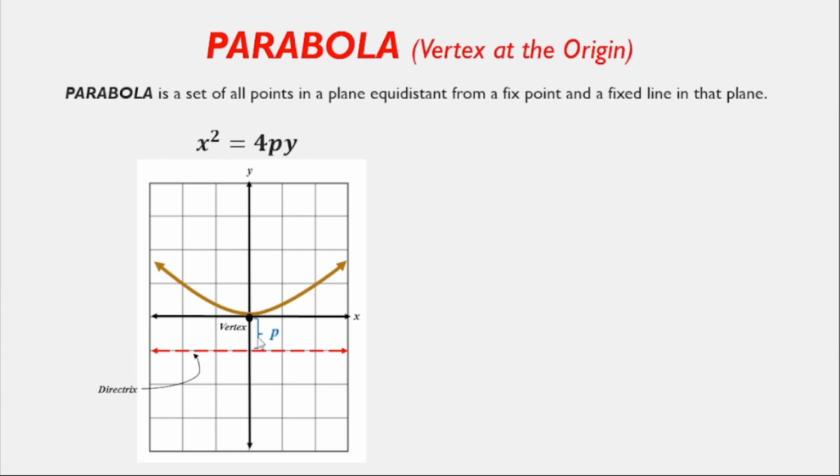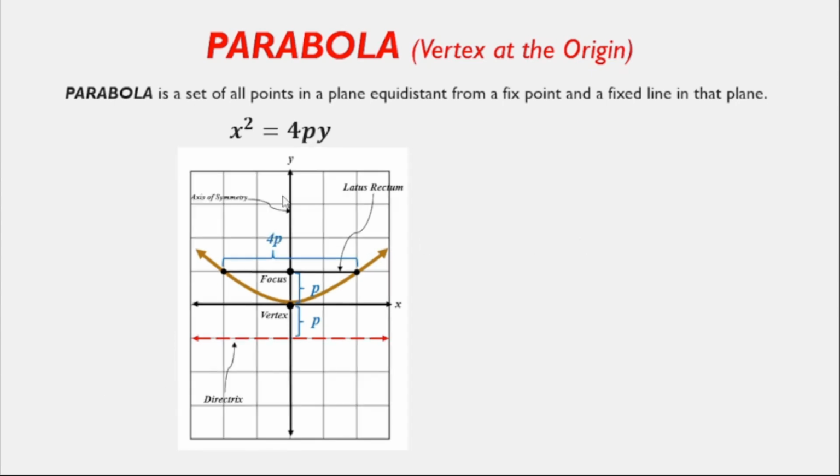Take note that the distance between the vertex and the directrix is p units, and the distance from the vertex to the focus upward is p units. Our latus rectum is 4 times the value of p, and the axis of symmetry is the y-axis. Let us identify the equation and the coordinates of the parts of the parabola x squared is equal to 4py. The vertex is located at the origin, having a coordinate of 0 and 0. This is our focus, having a coordinate of 0 and p.